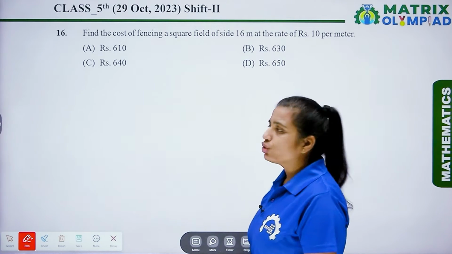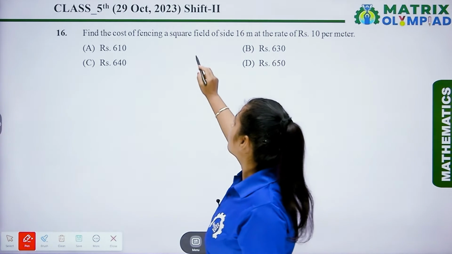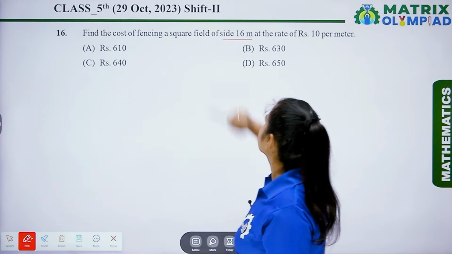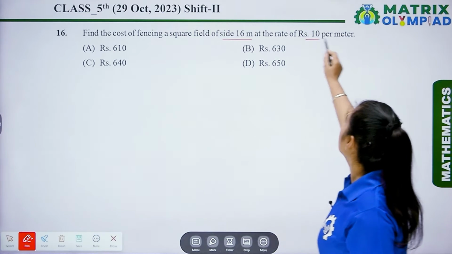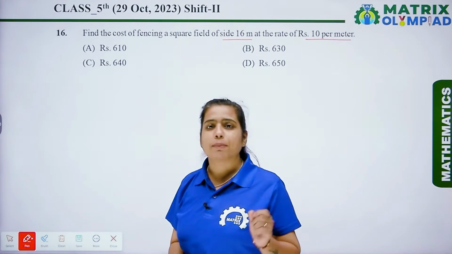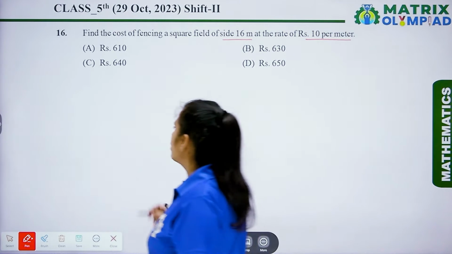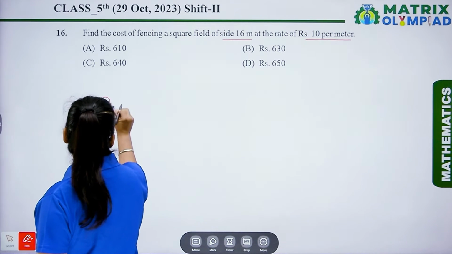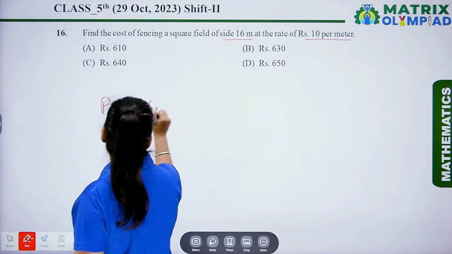Now the next question is question number 16. Find the cost of fencing a square field of side 16 meters at the rate of rupees 10 per meter. So here we have to find out the perimeter of a square field first. So here the perimeter is equal to 4 multiplied by side.